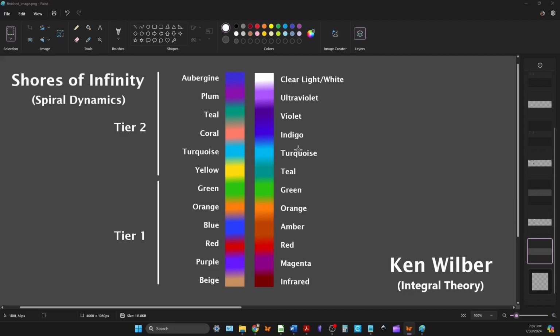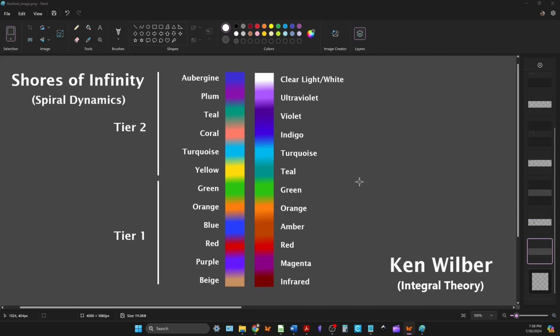For the most part, these color changes aren't a problem because the color names don't show up in each other's systems mostly. Infrared doesn't show up in the spiral dynamics system. Beige does not show up in Ken Wilber's integral theory system. Similarly with magenta, it doesn't show up in spiral dynamics. Purple he replaces with violet, so those names are different even though the colors are very similar.